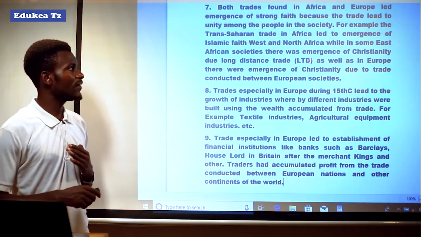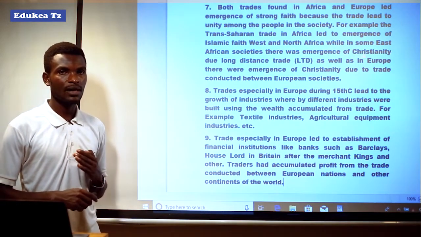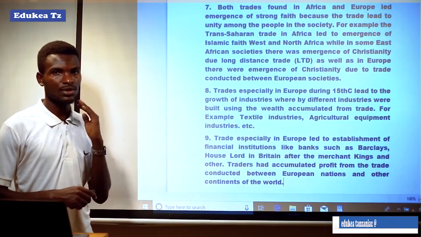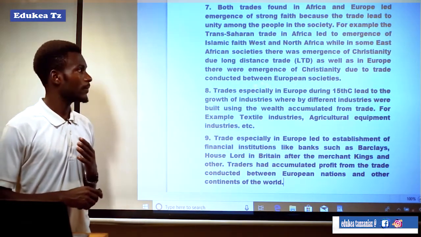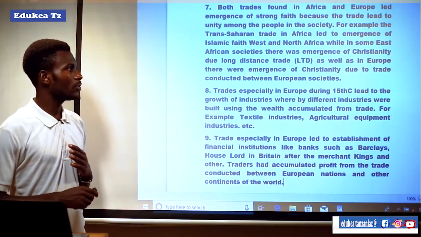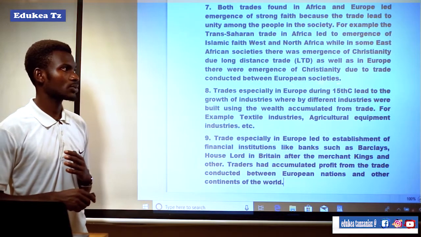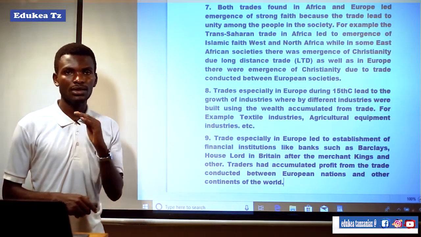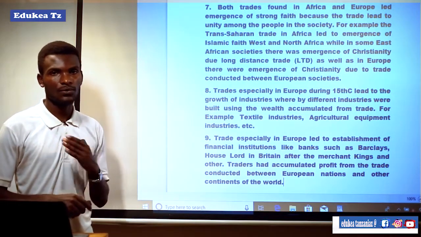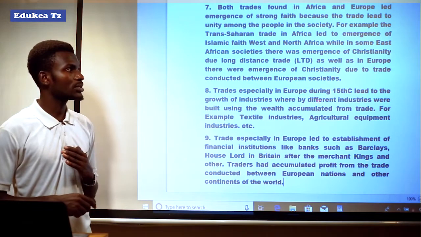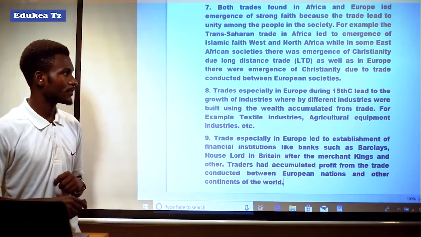And in East Africa, there was the emergence of Christianity because the people of East Africa conducted trade in contact with the people from the coast and Asia. As well as in Europe, there was the emergence of Christianity due to trade conducted between European societies. It means not only in Africa, but in European societies, there was the emergence of the Christian faith as the result of conducting trading activities.